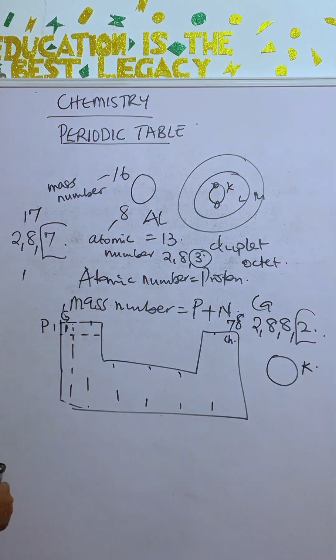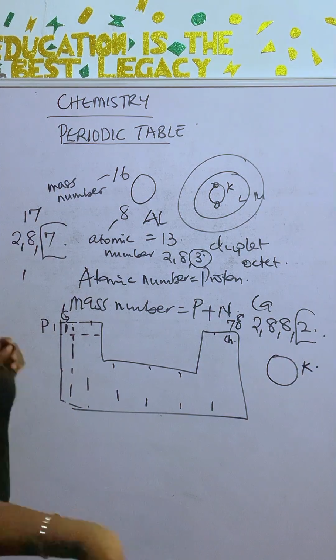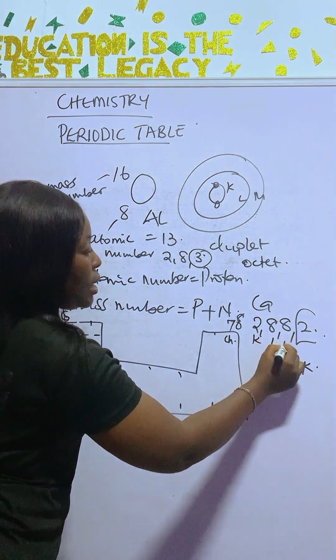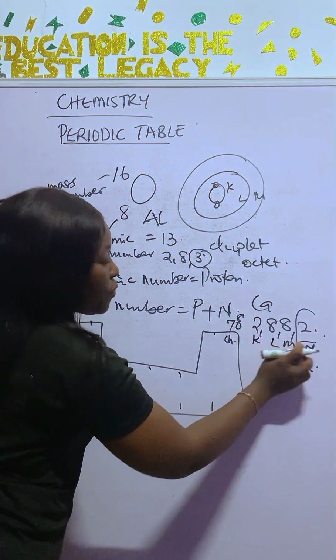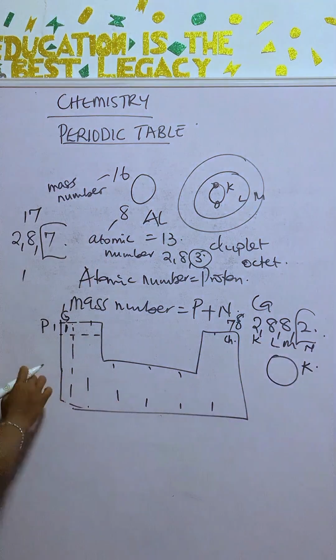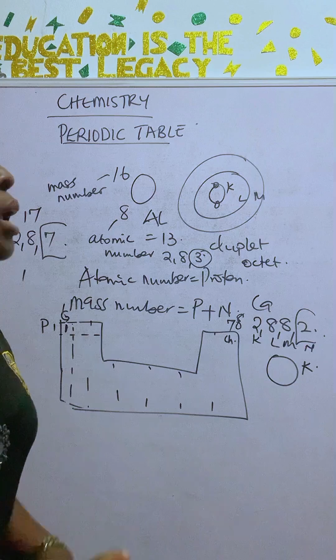Is it okay? Now, the next one is, let's say we have calcium. Calcium, how many shells does calcium have? It has K, L, M, N. You can see 1, 2, 3, 4. So therefore, it belongs to what? Period 4.